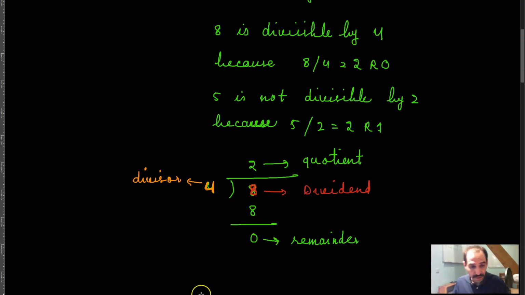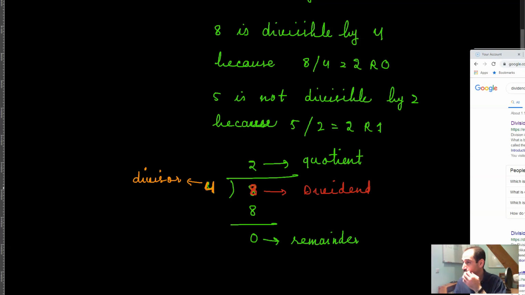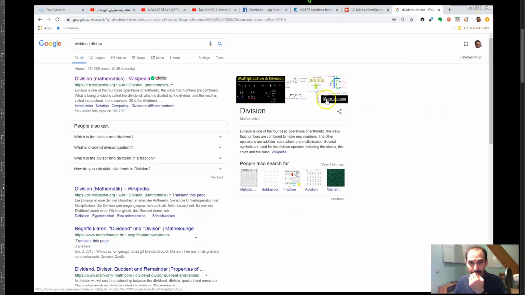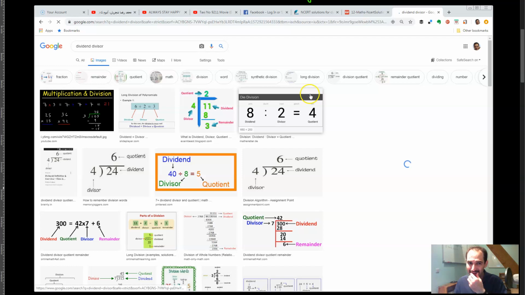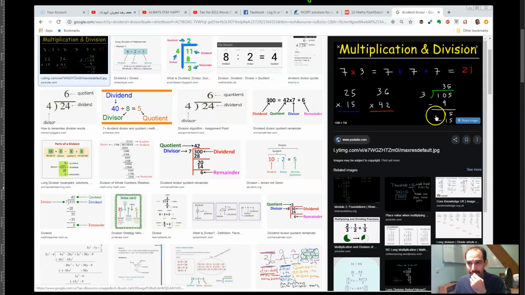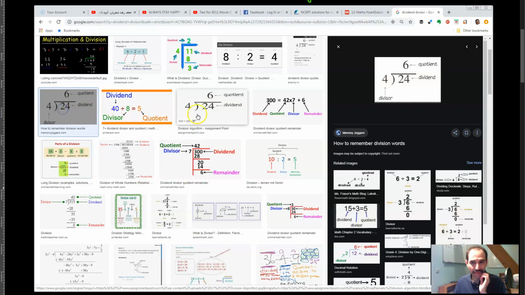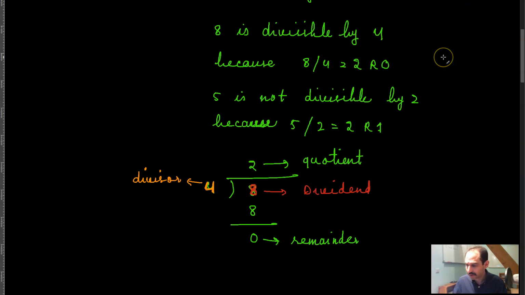And I don't want to give you wrong information, so let me actually look this up. I'm not sure about the dividend and the divisor. So as you can see here, this is some page from Wikipedia. This is the dividend, this is the divisor, and this is the quotient. Okay, so that was not wrong. That was actually right.